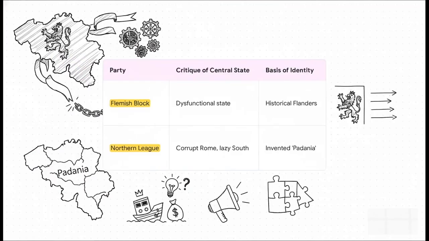And this table gives us two perfect examples. You've got the Flemish bloc in Belgium, which taps into a very real, deep historical identity to attack the Belgian state. But then look at Italy's Northern League. They basically invented a whole new regional identity, Padania, as a way to attack what they saw as a corrupt Rome and a lazy South. It shows that the people can be a real identity or one that's just politically useful.